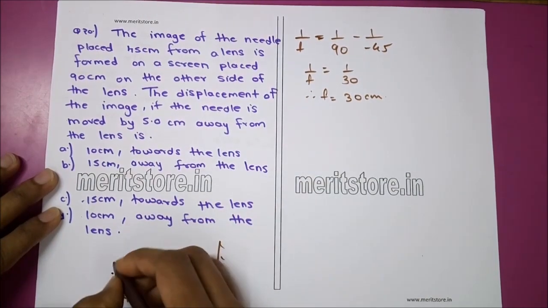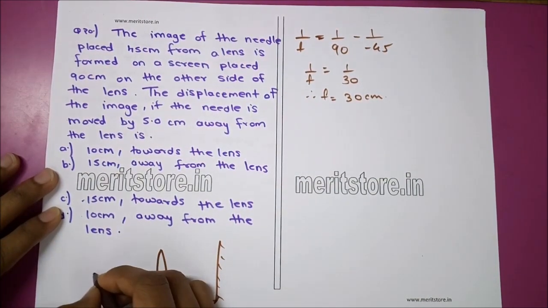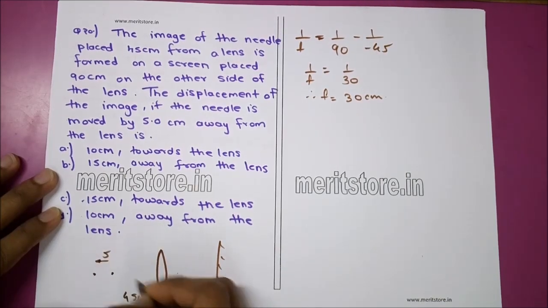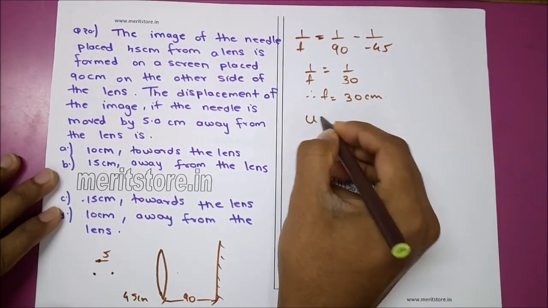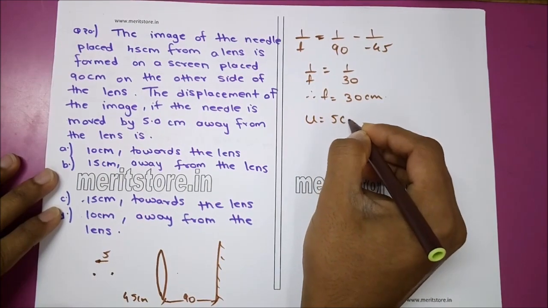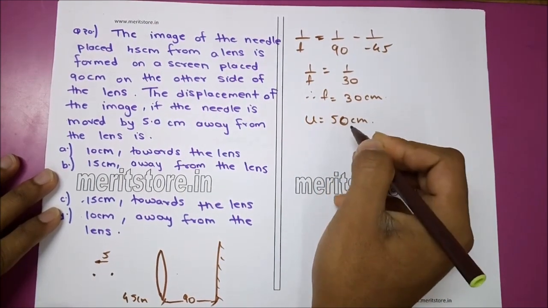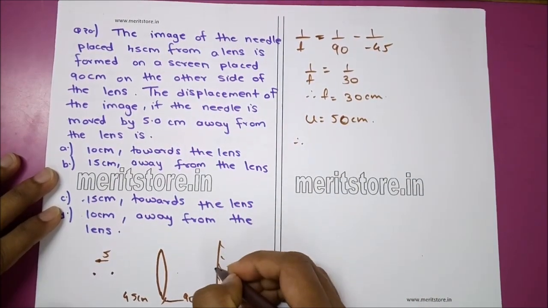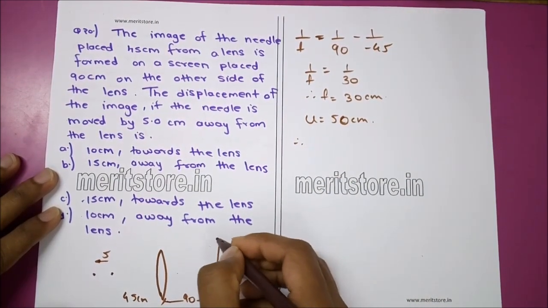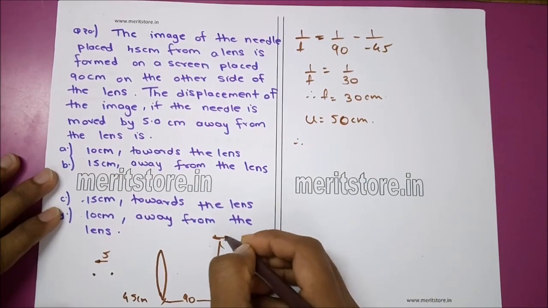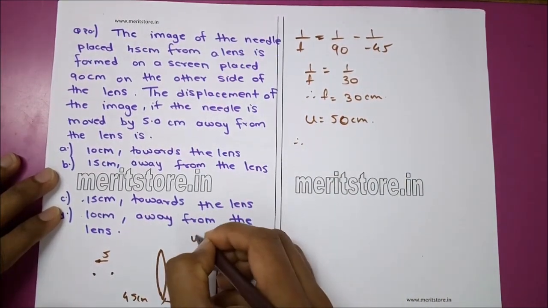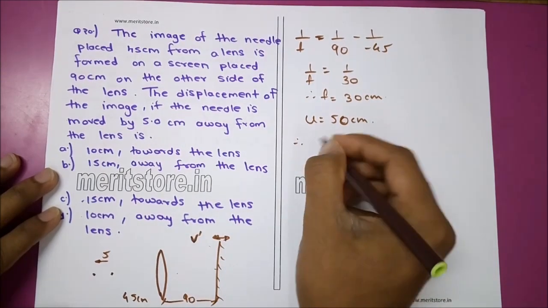Now since the needle is moved 5 centimeters away, it is further moved 5 centimeters. So the new distance of u is equal to 50 centimeters. And therefore we need to find out the distance by which the screen must be moved in order to get a focused image. So that will be the new value of v dash.